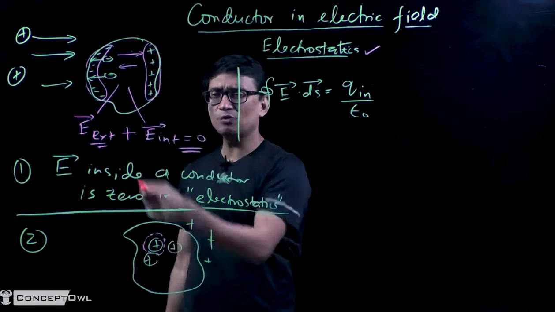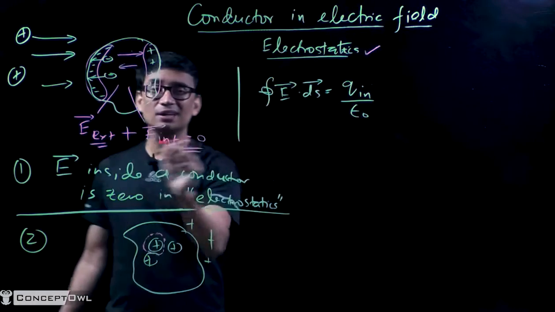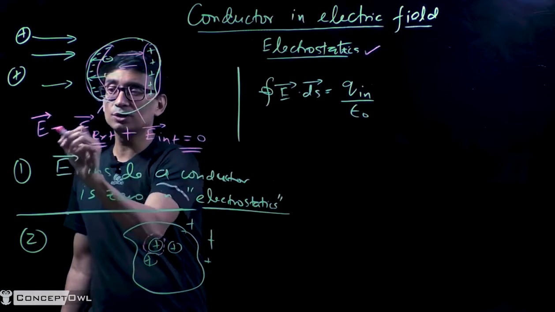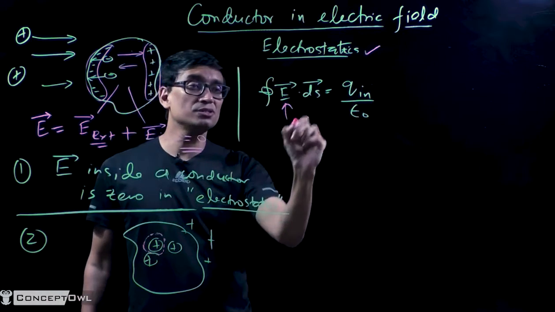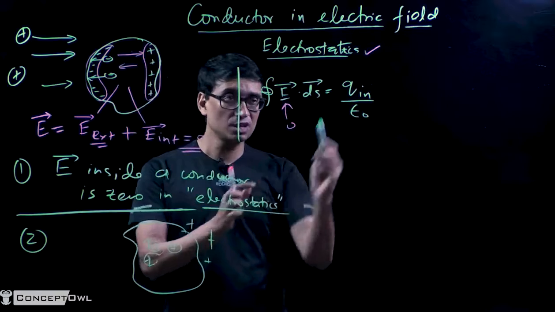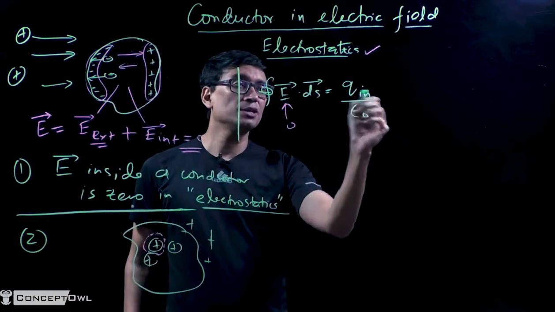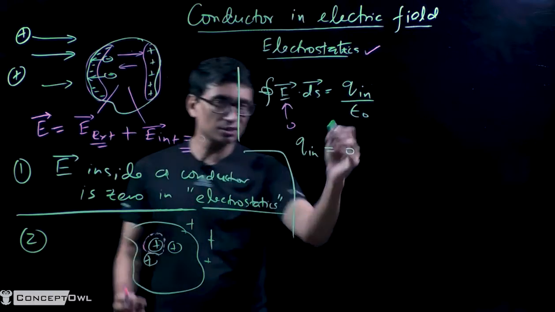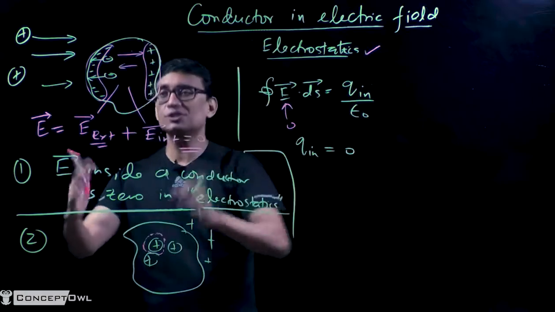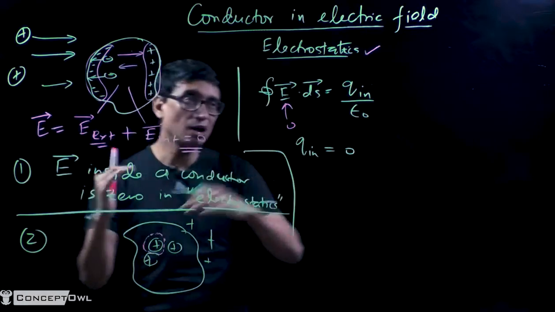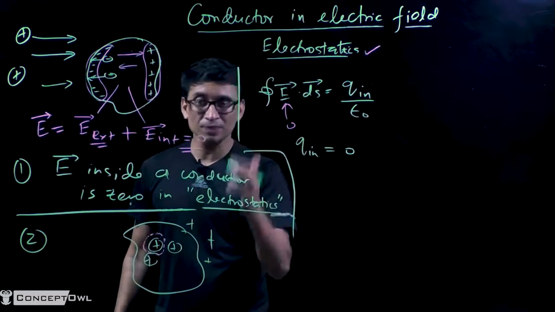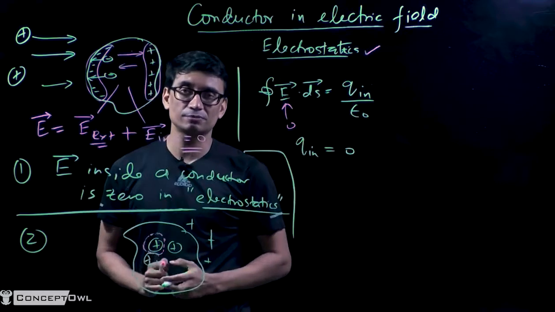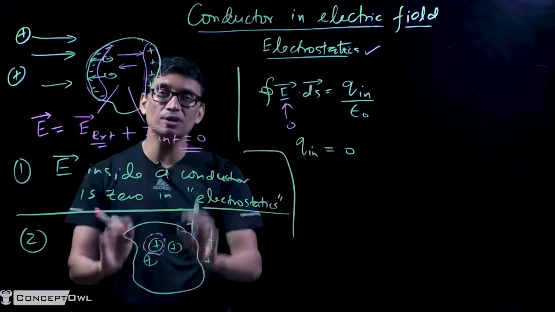Now, just now we concluded that in electrostatics, the electric field is zero. So my E total is equal to 0, which means this quantity is 0. The left side is 0, which means my Q inside also has to be equal to 0. A very interesting conclusion: first the electric field inside has to be 0, and therefore the charge inside also has to be 0, which means if you put some charge on a conductor, it will always be on the surface. It cannot be inside the body of the conductor.